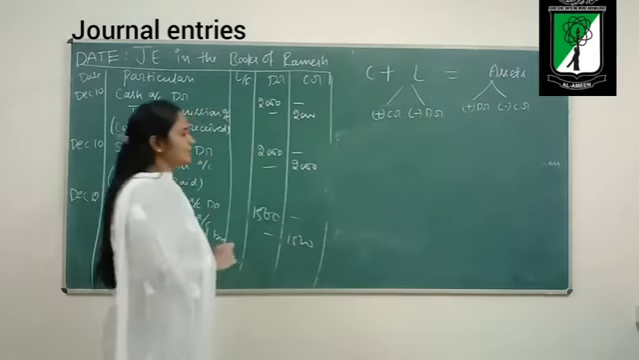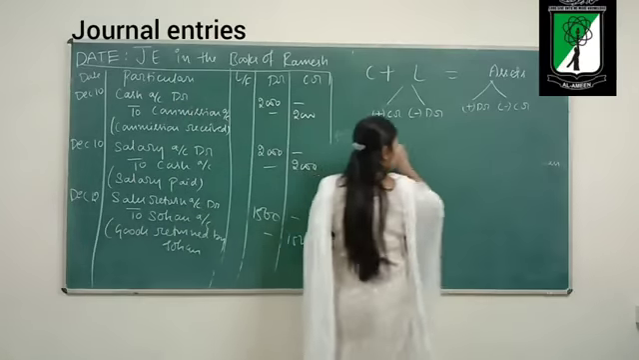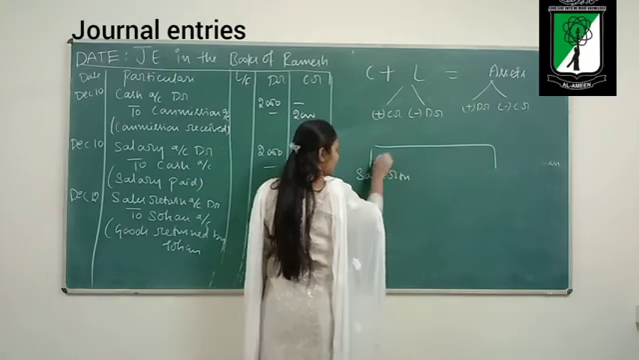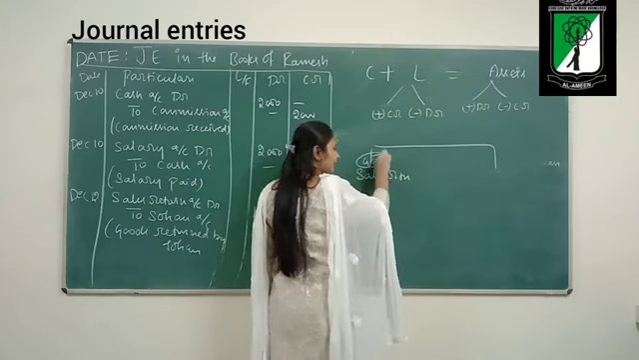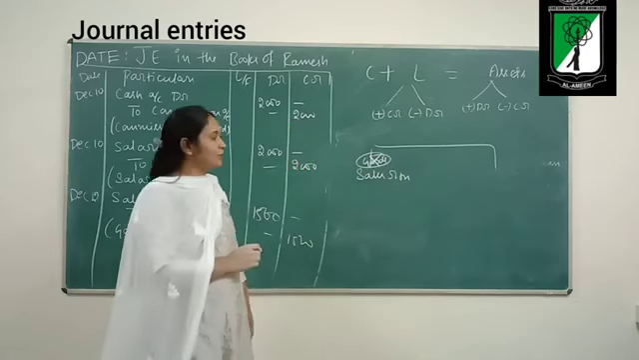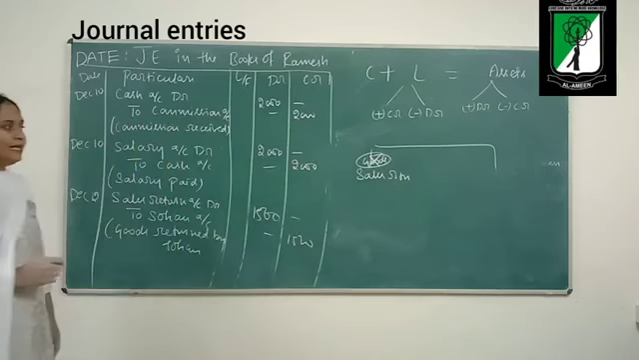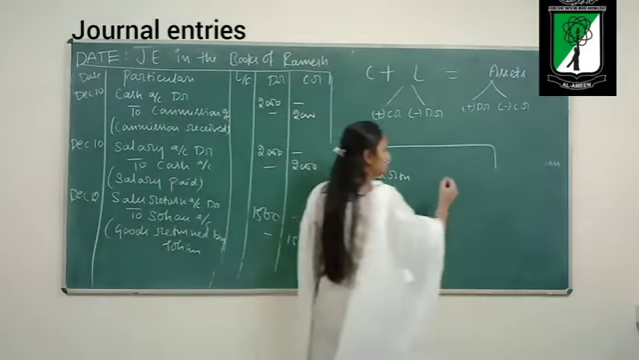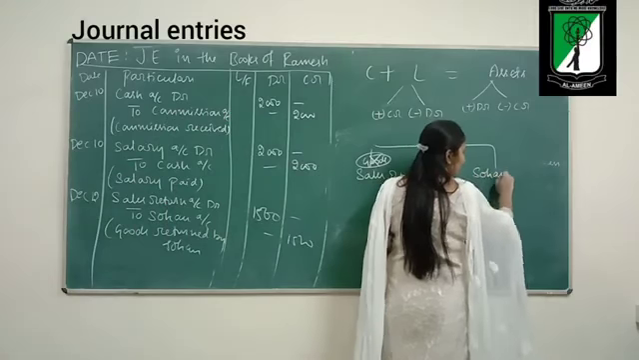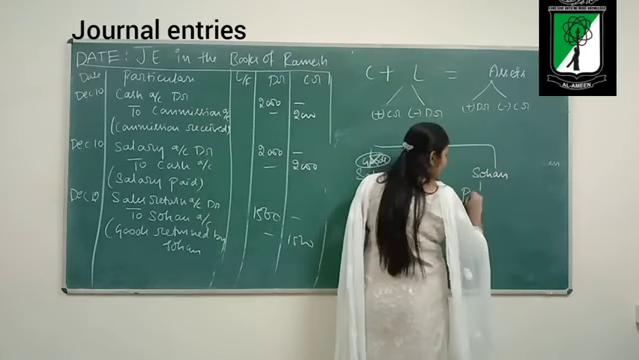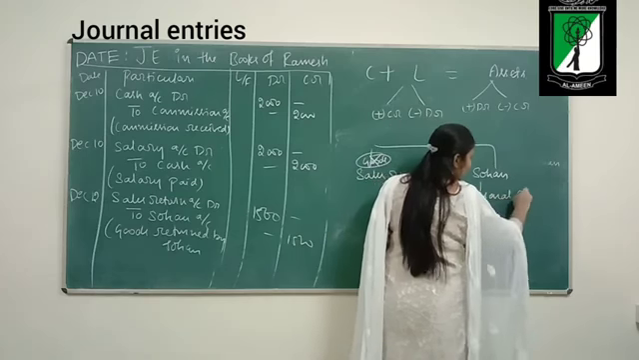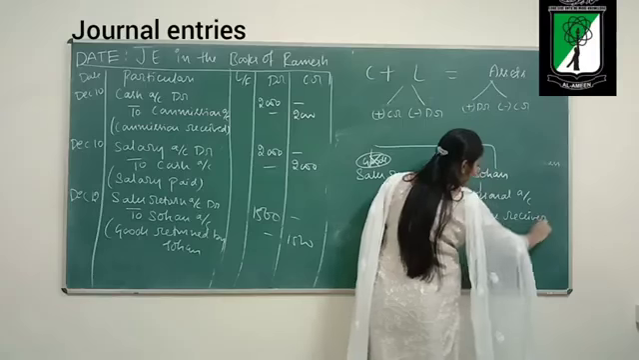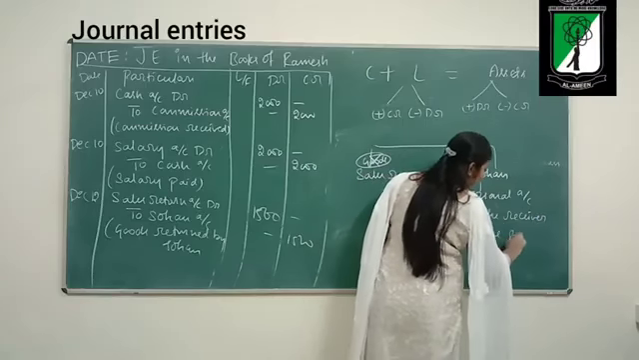So what is happening in this transaction? See, there are two accounts which are affected here. Goods are coming in. So I cannot write goods here. Instead, I should write sales return. Goods are coming in. Who is returning these goods? Sohan. Sohan is a person. So, which account rule? Personal account rule. Debit the receiver, credit the giver.